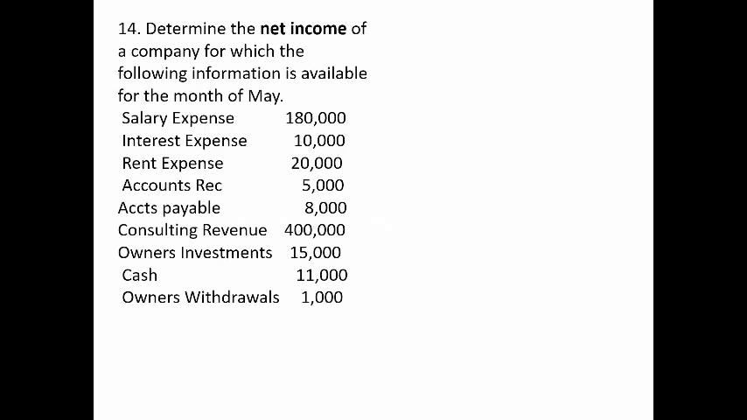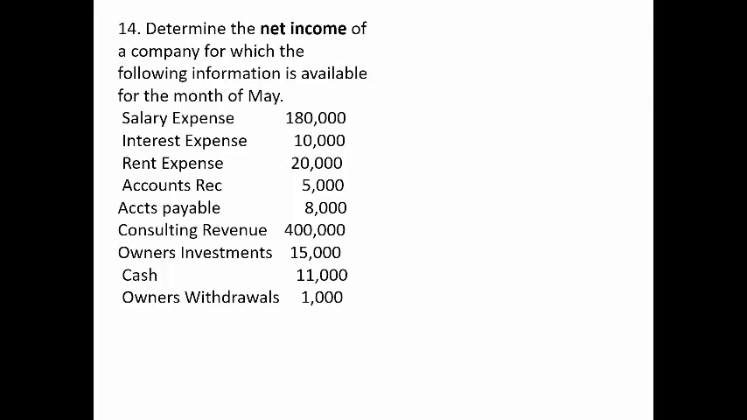Number 14. Determine the net income of a company for which the following information is available for the month of May. Salary expense $180,000, interest expense $10,000, rent expense $20,000, accounts receivable $5,000, accounts payable $8,000, consulting revenue $400,000, owner's investments $15,000, cash $11,000, owner's withdrawals $1,000. Now again, all we care about are the revenue items and expense items.